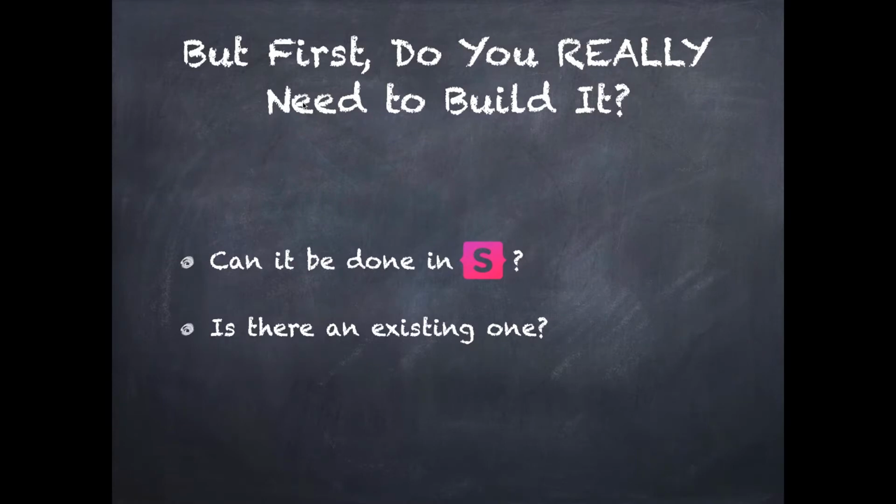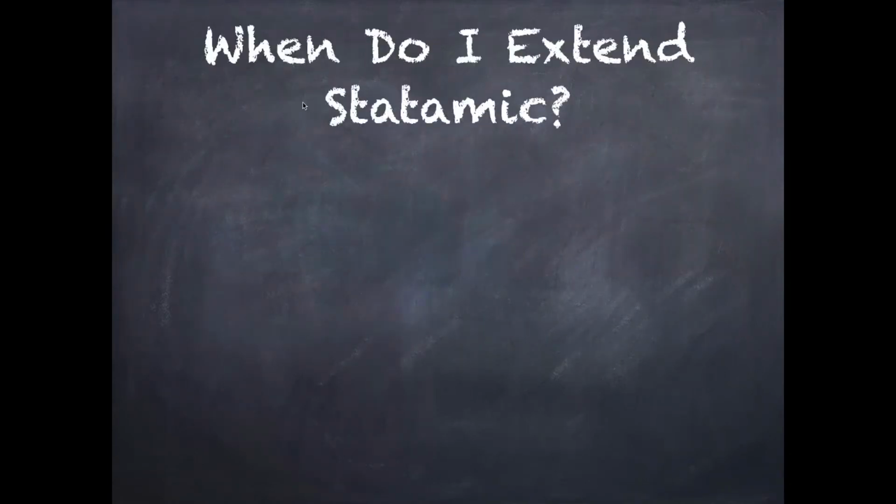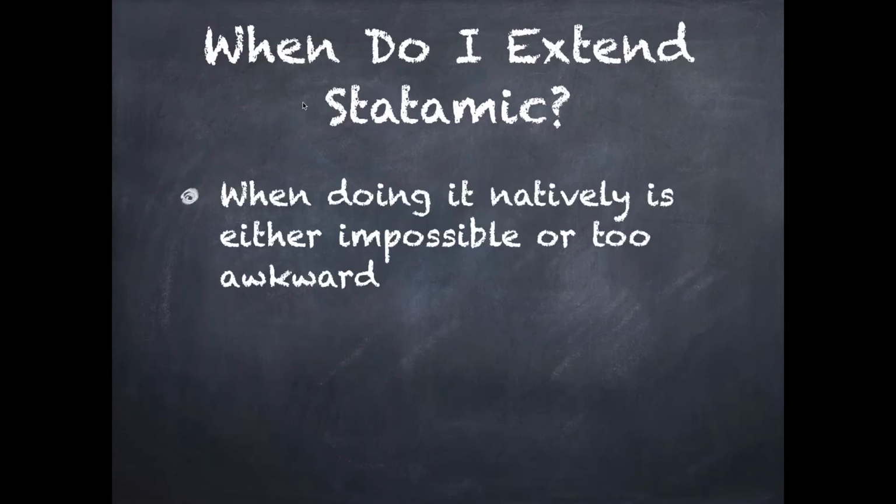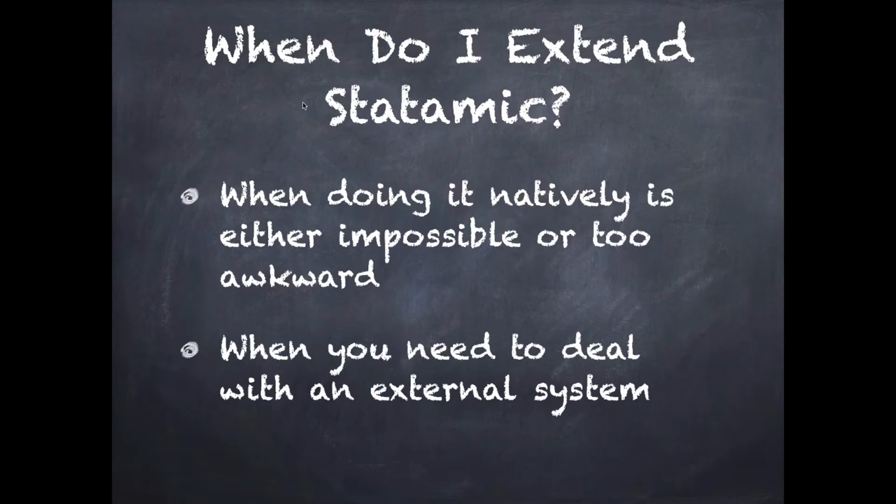Now, assuming it can't be done in Statamic, and there isn't an existing one, when do I think to extend it? I think about it when doing it natively is either impossible or too awkward. There are times when I've discovered that it can be done in Statamic, but it's just awkward, or the flow isn't right for our client, or it's just not quite what I was looking for. So that's when I think to extend. The other time is when I need to deal with an external system. You're dealing with an API, another part of your application, or another application you need to pull in or reach out to. Those are the times I look.